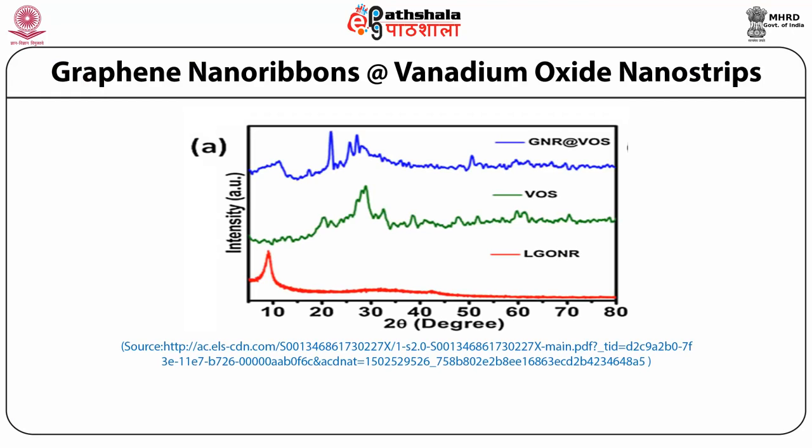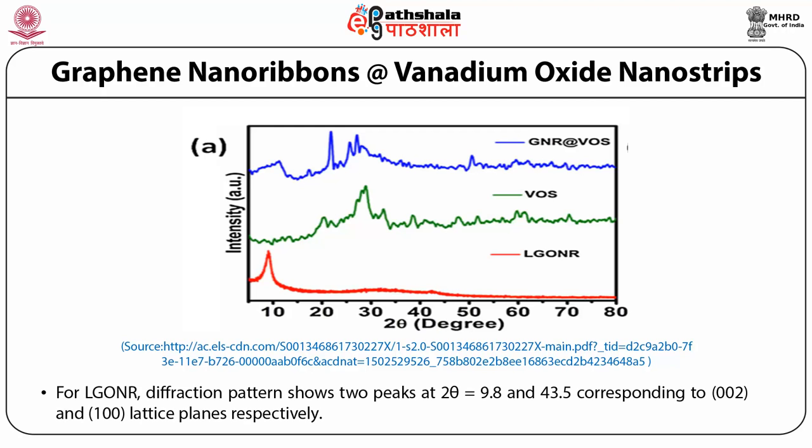The researchers have synthesized vanadium oxide nanostrips on graphene nanostructures. LGONR refers to the lacy graphene oxide nanoribbon. Lacy represents the holey structure of the graphene nanoribbon. Here, for LGONR, the diffraction pattern shows two peaks at 2 theta equal to 9.8 and 43.5, corresponding to the 002 and 100 lattice planes respectively.